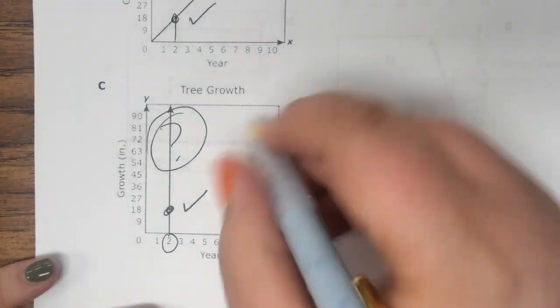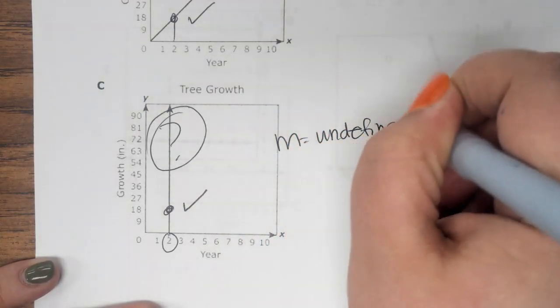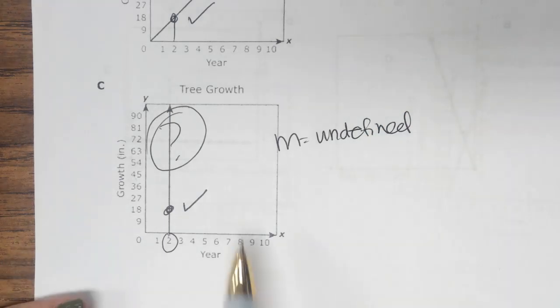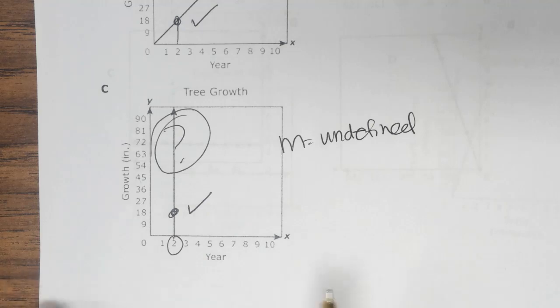Remember, this is one of those slopes. The slope there is undefined. And that just means that we're not actually measuring the growth here, the growth each year. So the answer is going to be B.